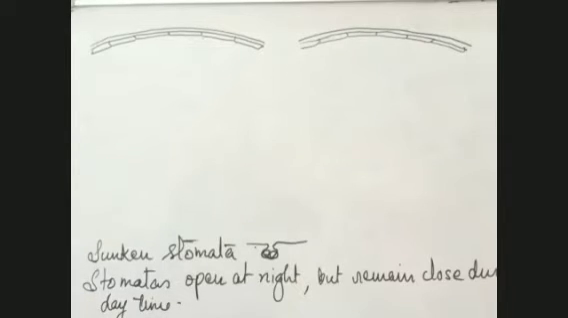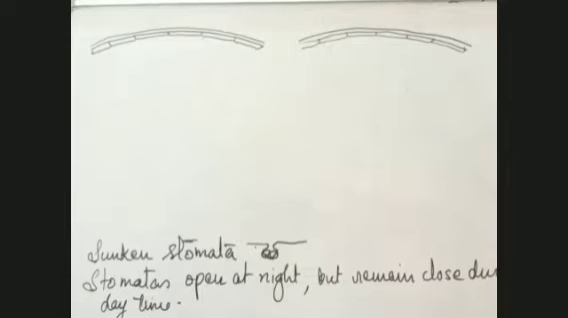At night the sun is not there, so transpiration will not take place, and during the daytime when the sun is there, the stomata close. So what happens when the stomata are closed? Of course, the rate of transpiration will be very less. So these are the two adaptations seen in plants showing the CAM cycle.